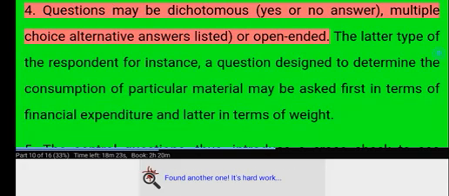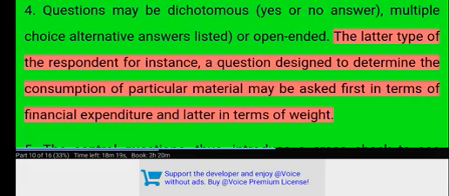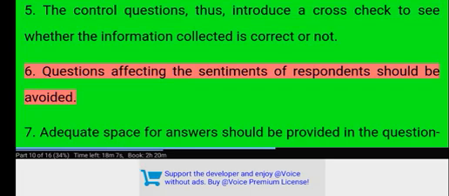4. Questions may be dichotomous, yes or no answer, multiple choice with alternative answers listed, or open-ended. The latter type of question, for instance, one designed to determine the consumption of a particular material, may be asked first in terms of financial expenditure and later in terms of weight. 5. The control questions thus introduce a cross-check to see whether the information collected is correct or not. 6. Questions affecting the sentiments of respondents should be avoided.